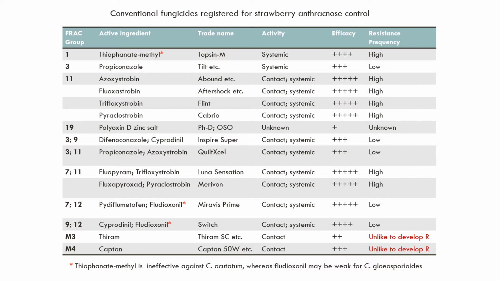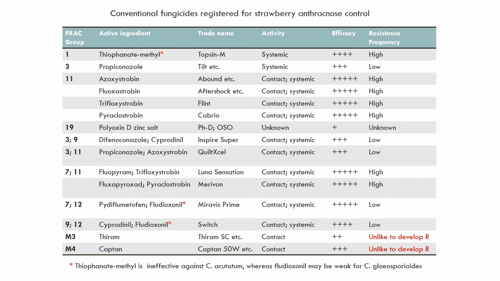At this point, we believe that Switch and Miravis Prime would be the best materials for anthracnose management. Both products contain fludioxonil, followed by Captan and certain DMI fungicides such as Tilt, Inspire Super, Quilt Xcel, which may also have some efficacy towards anthracnose management. However, except for Captan, all other fungicides are at risk for resistance development. Under low disease pressure, Captan is recommended because resistance development is unlikely to occur.